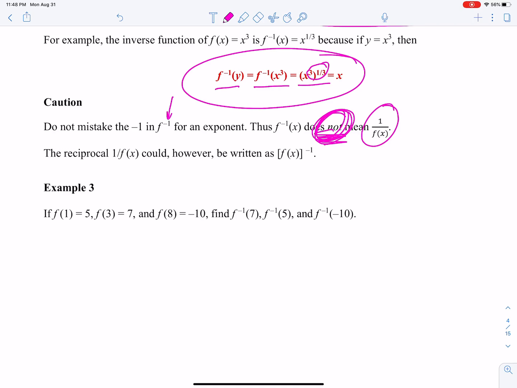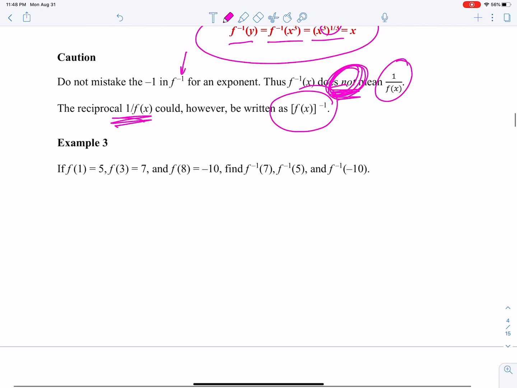If you want the reciprocal of a function, 1 over f of x, you have to write it like this. Put f of x in parentheses or brackets, and put a -1 exponent out there. Okay, so let's start working with some of this here.